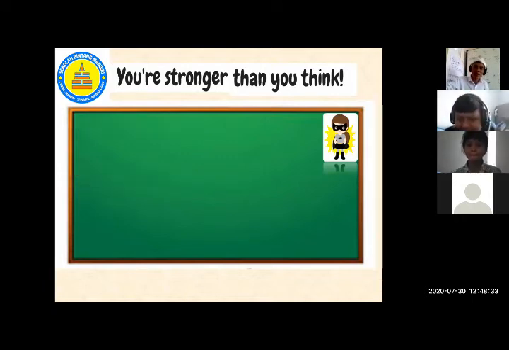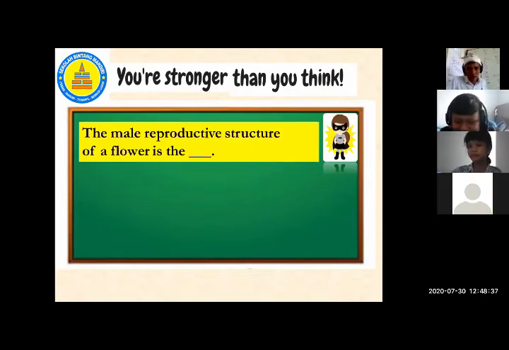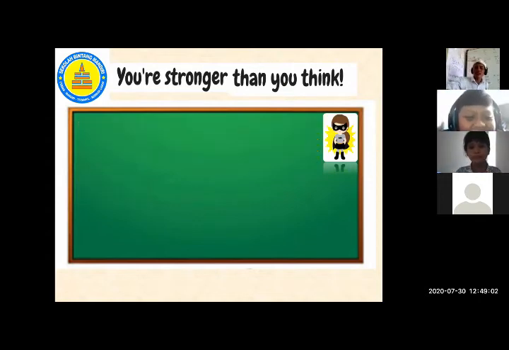Number two. The male reproductive structure of a flower is the? Stamen. Yes, stamen. Very good. Wow, you remember that. See, all of you are good. Stamen rider? Kamen rider. So funny. Itu bukan stamen, itu kamen rider. Next.